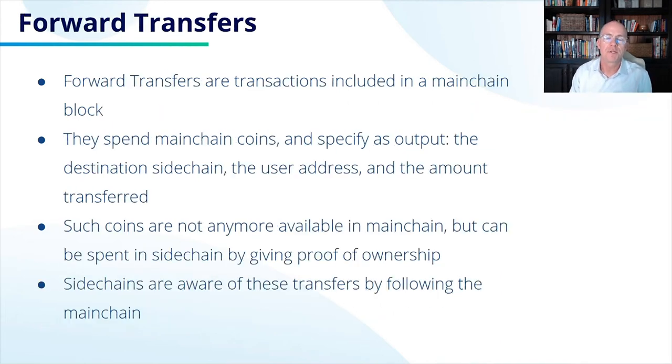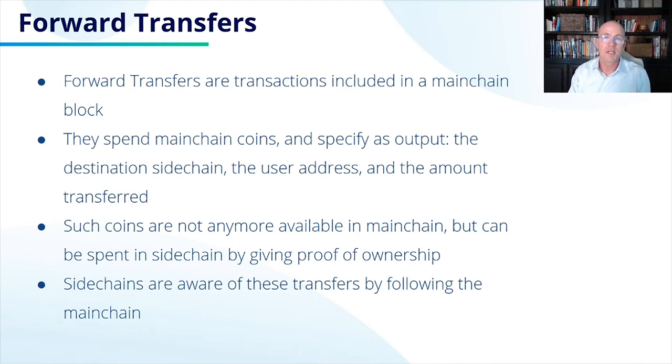So the forward transfers, I'm going to dig into this a little bit more. The specifics on the forward transfer is they transfer from the main chain to a specific user address on a specific sidechain, as well as an amount that's transferred. And they're not available anymore on the main chain. It's not like they're locked in a multi-sig contract. They're actually burned, but there's a special transaction that's created saying that an equivalent amount of Zen is allowed to come back to the main chain.